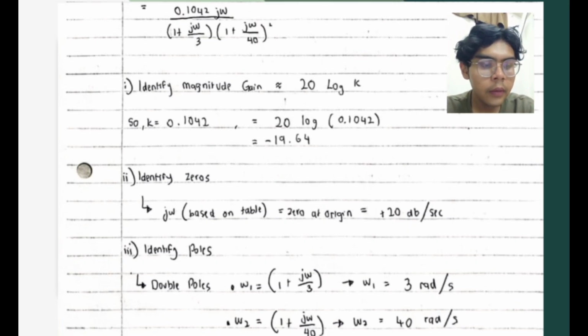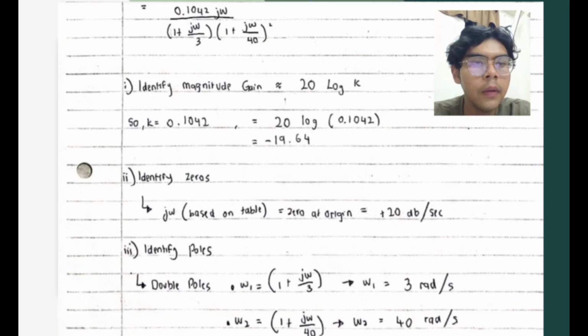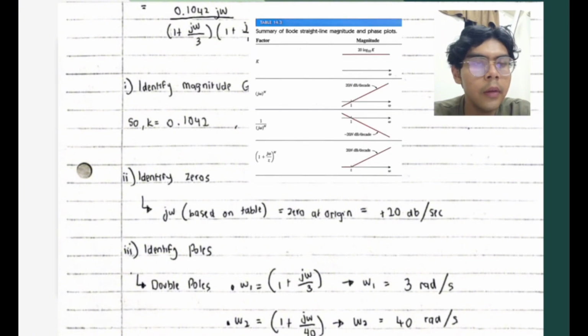The zeros cause the magnitude graph to go upward, meanwhile poles will make the graph go downward. So it is easy to identify the poles and zeros: when you see the fraction like this, we just take it and name it zero or pole. We can identify the zeros. As we can see, it's only jw, and based on the Bode plot table, it is a zero at the origin, and the slope will be plus 20 dB per decade.